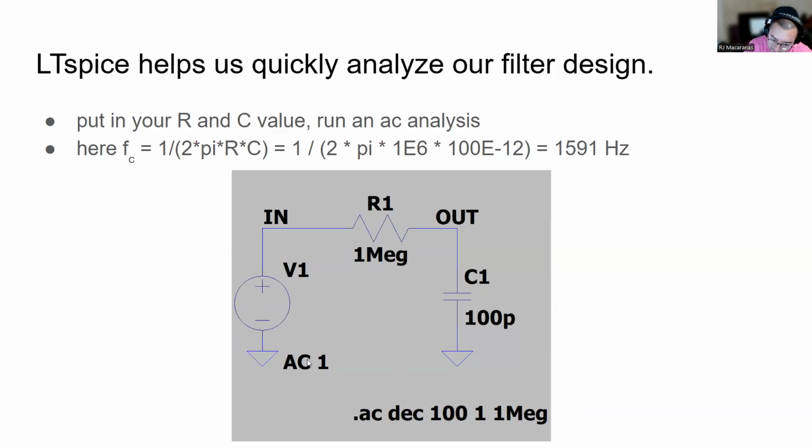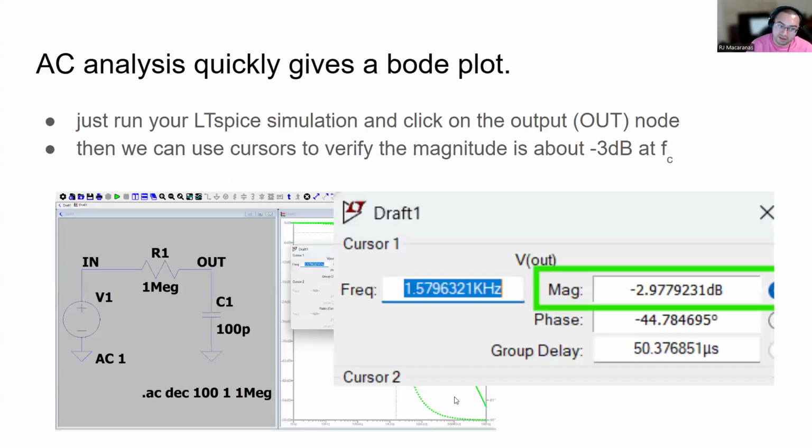And I've also set my voltage source to have an AC amplitude of 1, right? So there's going to be effectively a 1 volt peak sine wave coming out of the source, and it'll be changing the frequency based on how I set my analysis here.